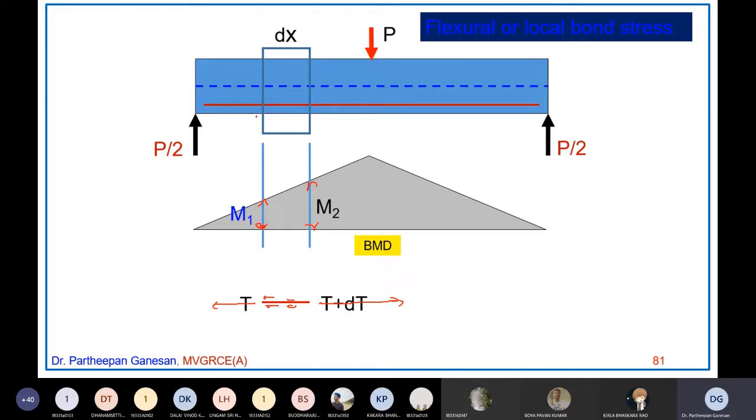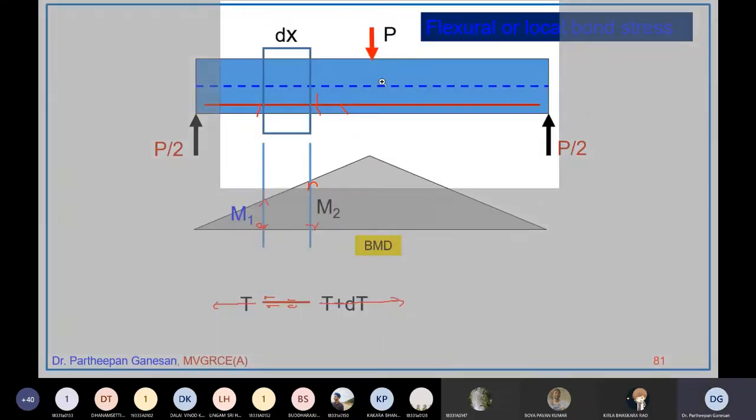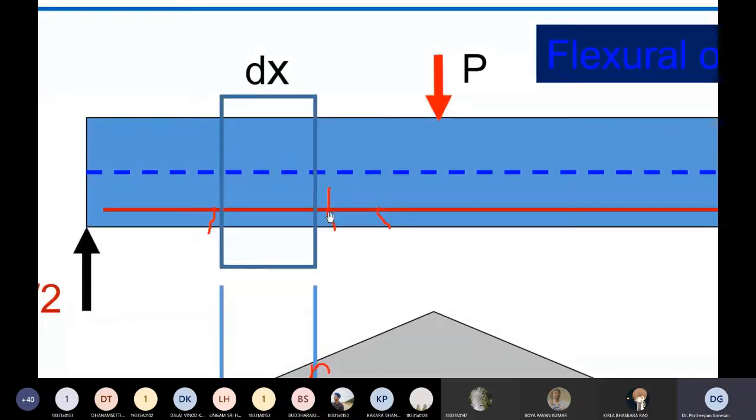Because of the load, it may tend to crack here. At the middle, the concrete may crack. Whenever there is a crack, the steel will directly experience more tensile force. If I take this section, here there is a crack, so your steel will be directly subject to tension, whereas here there is no crack. Here the tensile stress in the steel will be much less, and here it will be more.